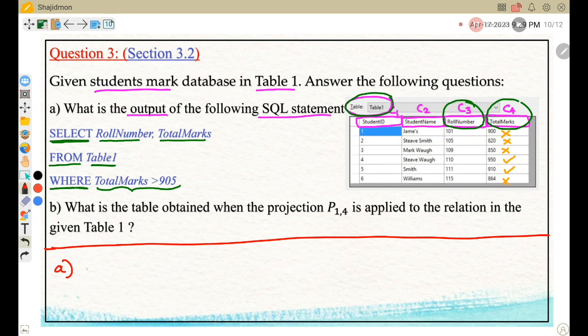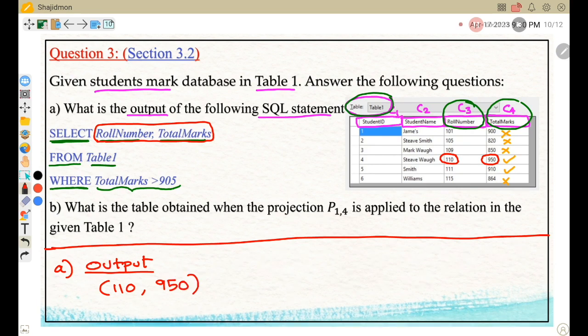So for the A part of the question, the output is the selected roll number and total mark. Select only the columns roll number and total mark. What is the roll number corresponding to this one? 110, correct? So we write 110, comma, and the mark of that student, 950. This is the first answer, 110 and 950.